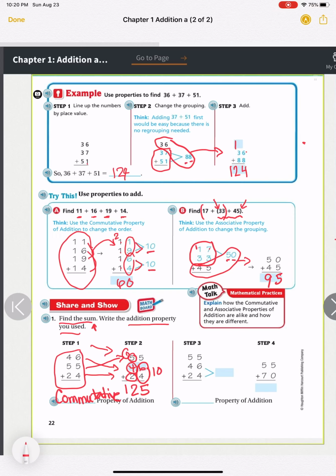All right, step 3. If I have 55 plus 46 plus 24, I'm grouping them first. 6 and 4 is 10. 4 plus 2 plus 1 is 7. So I'm taking that 70 and I'm going to add it to 55. 5 plus 0 is 5. 7 plus 5 is 12. This time I used the associative property. I grouped them first and then I added them to get my sum.